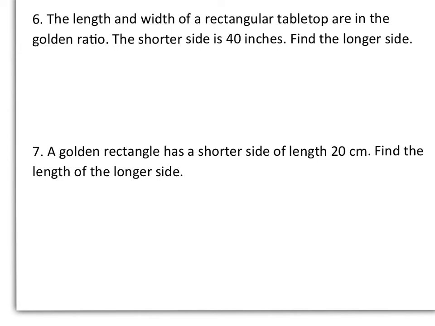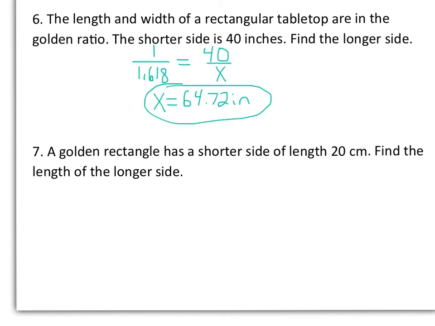So in number 6, it says the length and width of a rectangular tabletop are in the golden ratio. The shorter side is 40 inches. Find the longer side. So our golden ratio is shorter side to longer side, and that's 1 to 1.618. So we have shorter over longer. So then my other ratio will be 40 over x, shorter side over longer side. And then just take the cross product, and we get that x equals 64.72 inches. So our longer side is 64.72 inches.